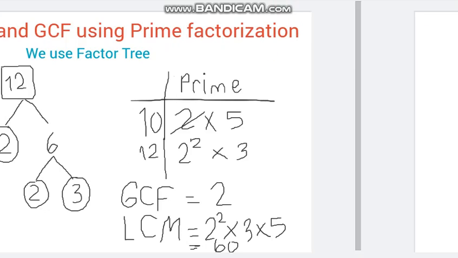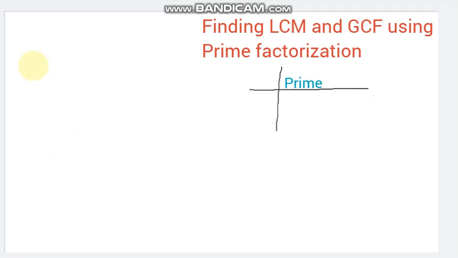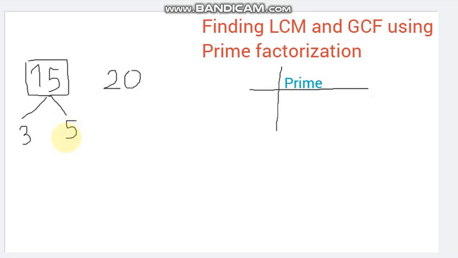Okay, how about we try another one? For example, let's say we have 15 and also 20. Okay, 15 is an odd number. Since this is odd, I'm not going to use 2 because this cannot be divided by 2. So we can just use 3 times 5. 3 and 5 are prime numbers, so I'm going to circle them.